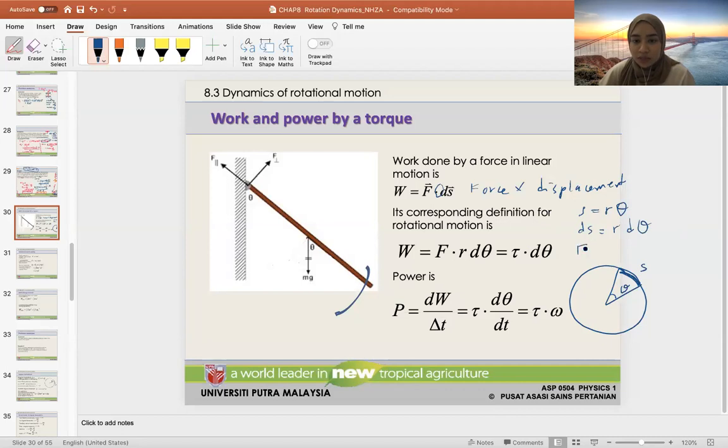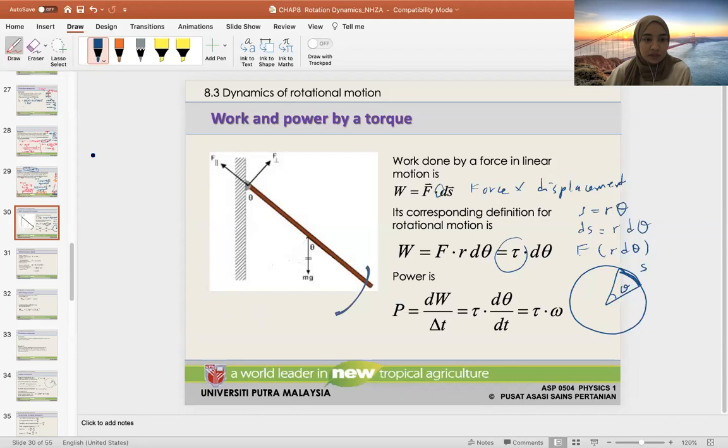So now it becomes F. I'm substituting ds for R d theta. So RF is equal to tau. So that is how I get my tau d theta. Okay, so your work done when you have torque is torque times d theta. D theta is your change in angular displacement. So torque times the change in angular displacement gives you work done.